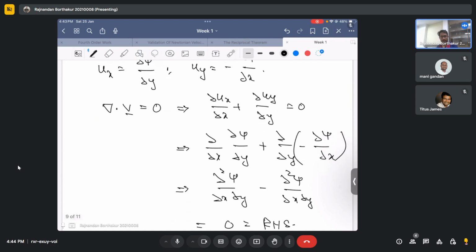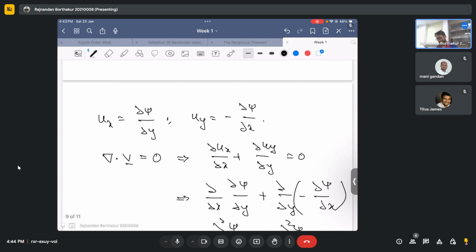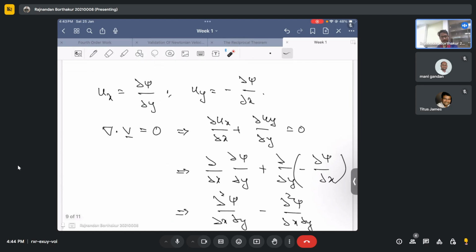Okay, but here is the thing: is the stream function a scalar or a vector? This is something that I want to ask you. It appears as if we are dealing with a scalar function, because these are just scalar things that we are doing. But in general, can you tell me, is the stream function a scalar or a vector?